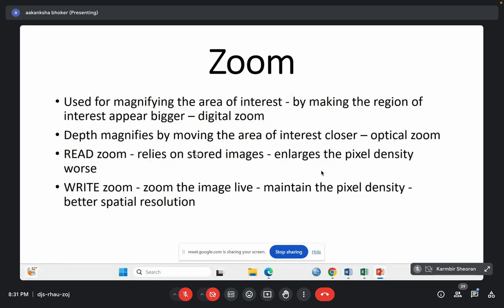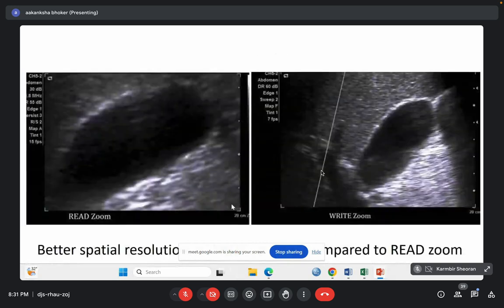Again this zoom can be of two types, read and write zoom. Read is worse, उसके अंदर पिक्सल बिल्कुल फटेंगे, but in write it maintains the pixel density and there is somewhat better spatial resolution. So this is an example of read zoom, while this is an example of write zoom, which is somewhat better.